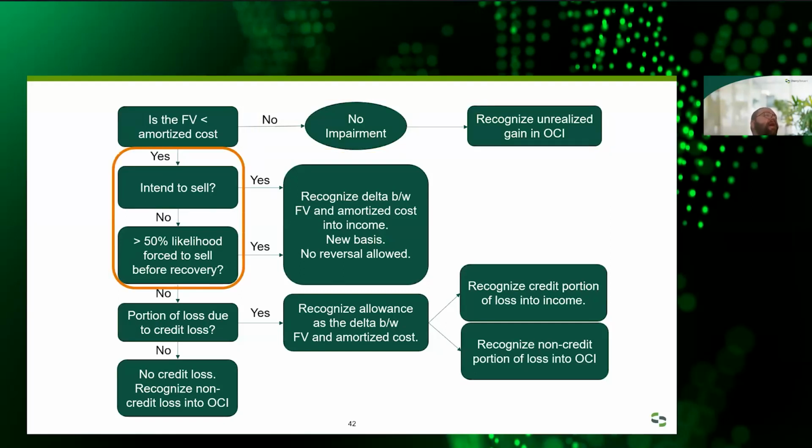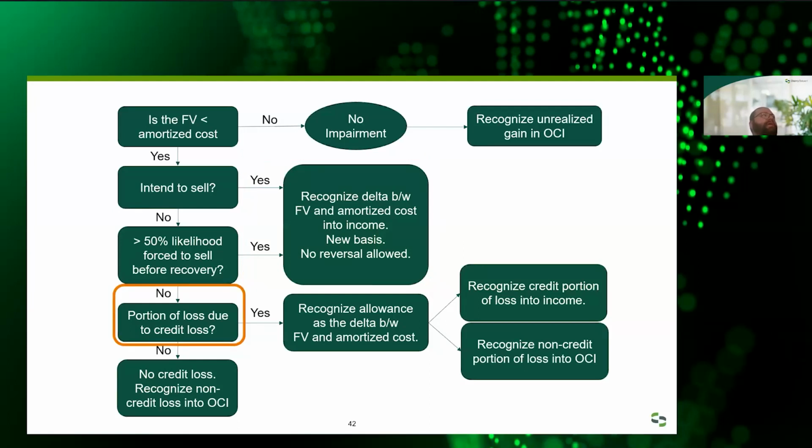But if you did have an impairment, fair value was less than the amortized cost, then you've got to ask yourself, well, am I going to have to sell it? And this is pretty similar to the other-than-temporary impairment method. If I'm intending to sell it, or if there's a greater than 50% likelihood I'm going to have to sell it, if either of those are yes, then you would recognize an impairment, which would be the difference between the fair value and the amortized cost. You'd recognize that into income, and that would be your new basis, okay?